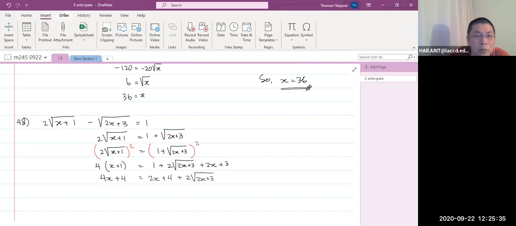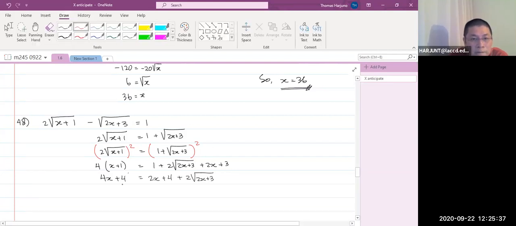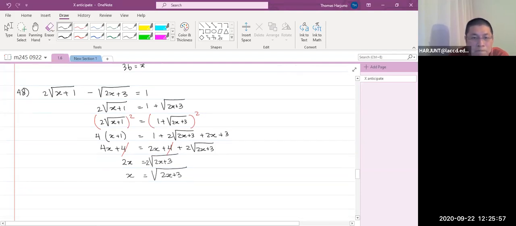Now you see the 4 cancels. I subtract by 2x, I get 2x equals 2 square root of 2x plus 3, divided by 2. Now I square both sides again. Set one side equal to 0, and then factor.